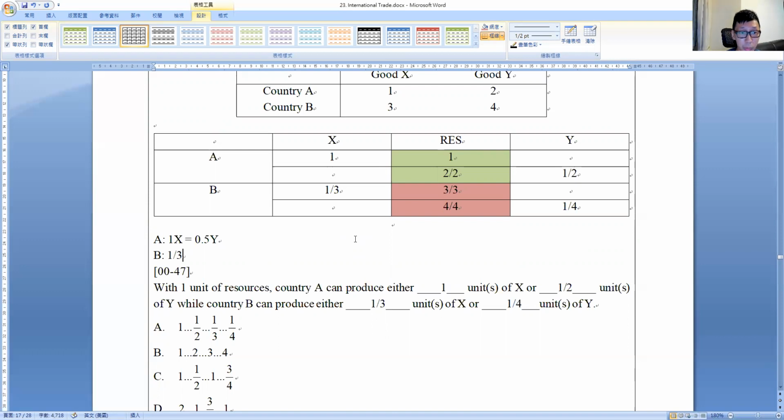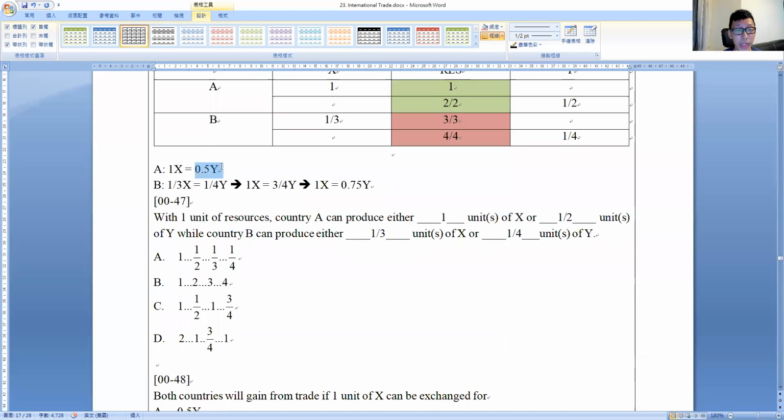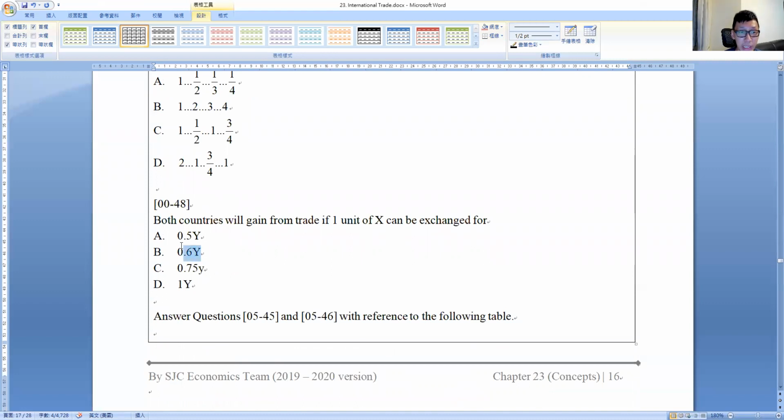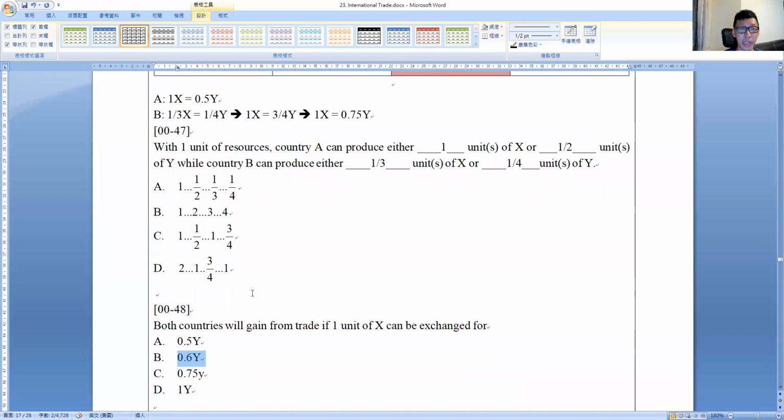For country B, it would be 1 over 3x equals 1 over 4y. Meaning, 1x would be 3 over 4y, and that means 1x will be equal to 0.75y. Therefore, we need the number to be between 0.5 and 0.75, which only answer B satisfies. Answer B, because it lies in the middle, so D we don't need to discuss. Okay, so this is the way we do such questions.